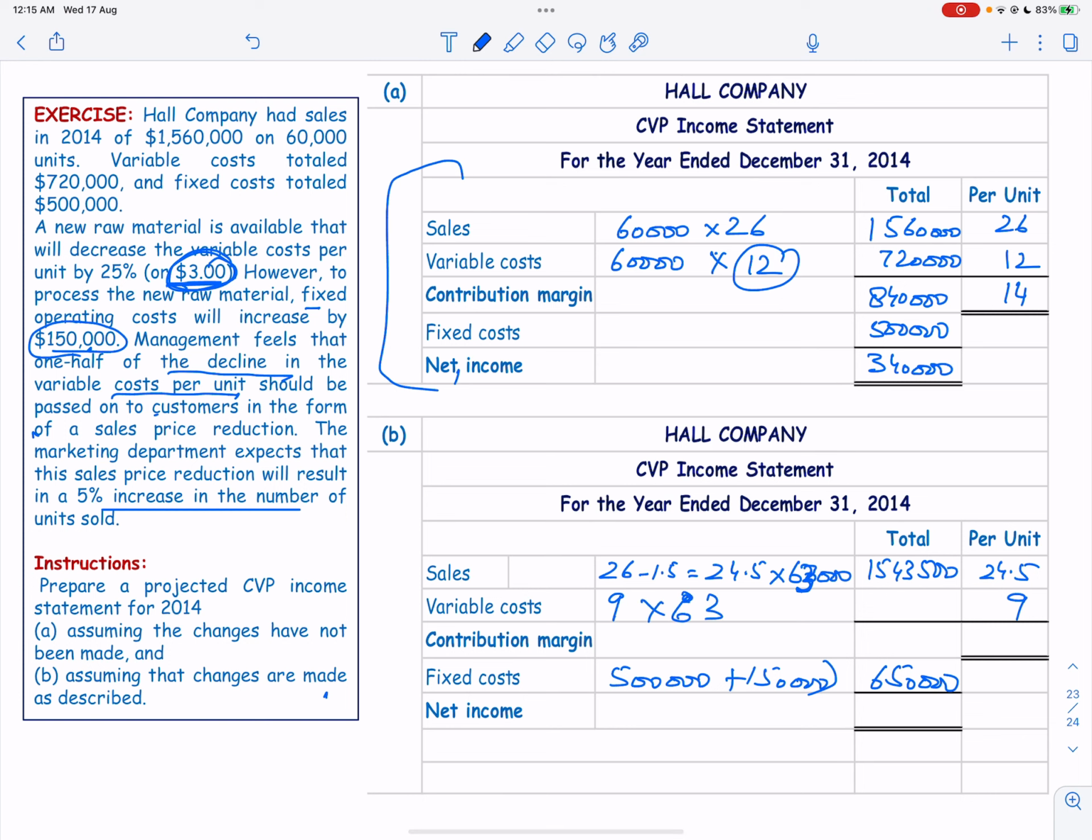63,000, this will be 567,000. So the contribution margin will be 976,500, and this will be 15.5, and the net income will be 326,500.